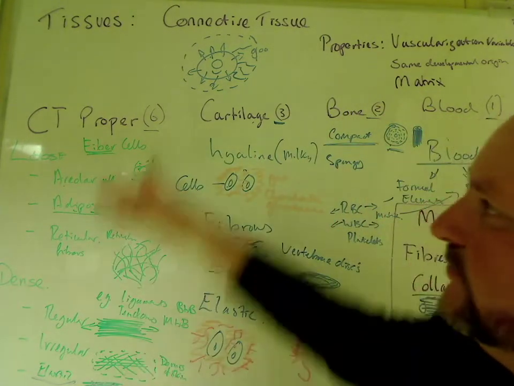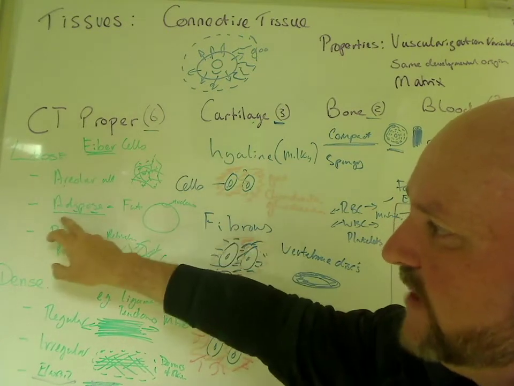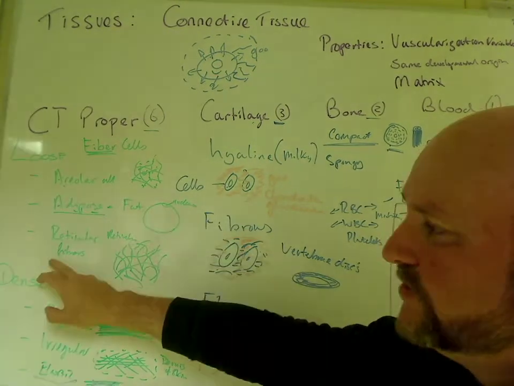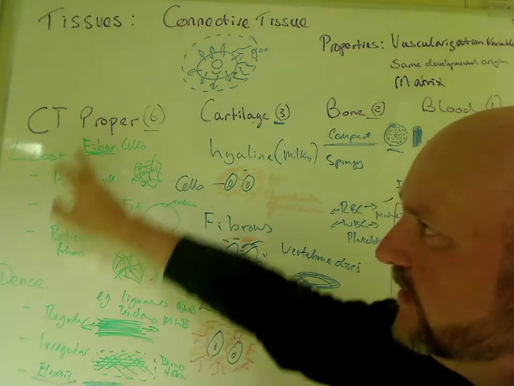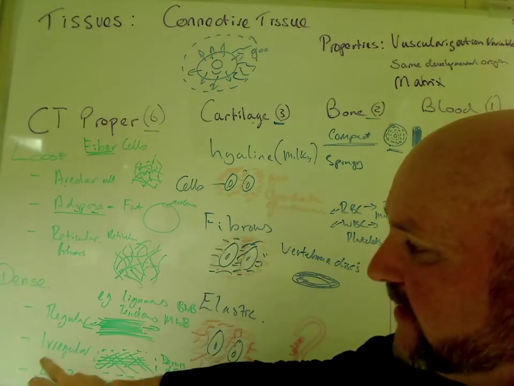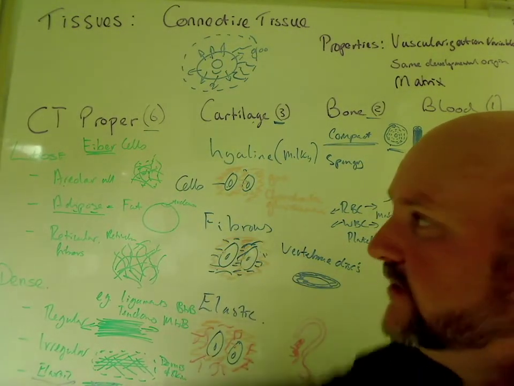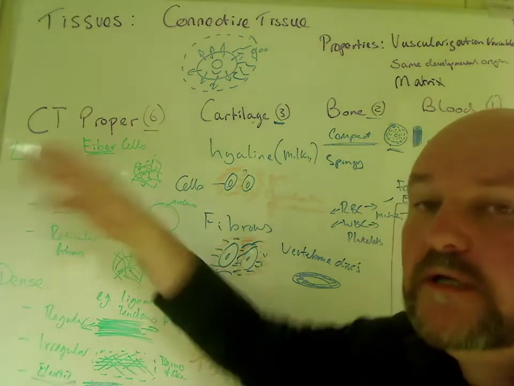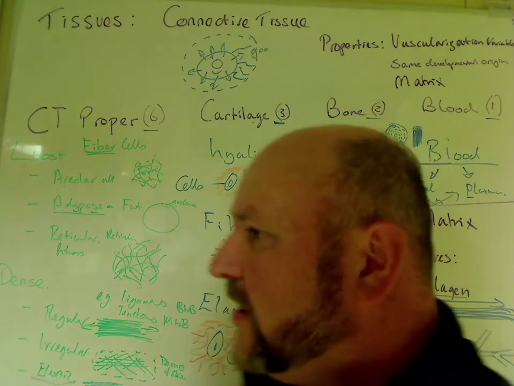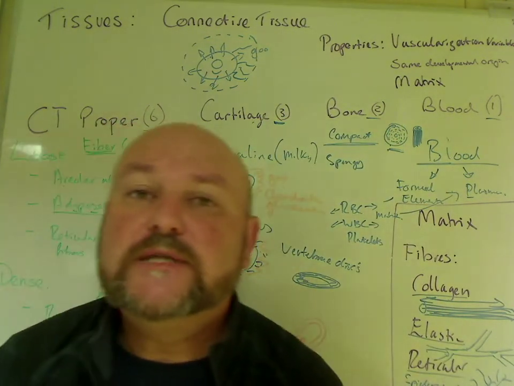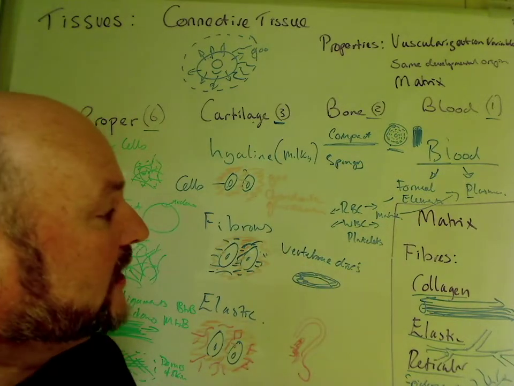Alright, so connective tissue proper loose, areola, connective tissue proper loose, adipose, connective tissue proper loose, reticular. Connective tissue proper dense, regular, connective tissue proper dense, irregular, and connective tissue proper dense, elastic. These are our CT proper, connective tissue proper, these are our actual connective tissues. Alright, so that's our connective tissues. These are the ones that we need to know about and look at under the microscope.